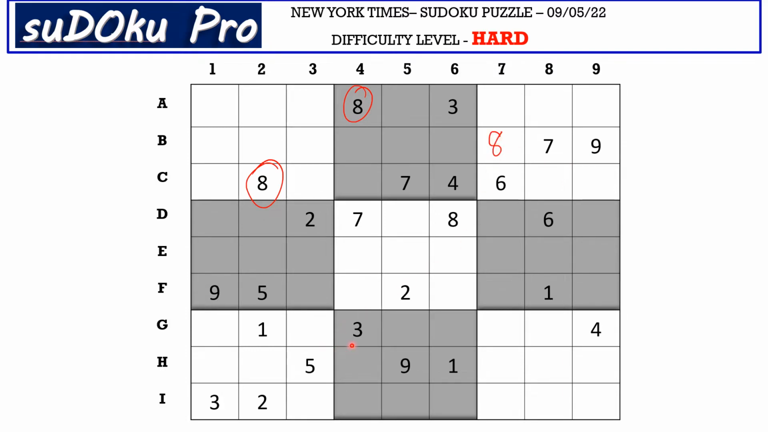There is a 9 here in H row and a 9 here in column 1, which blocks these three cells. So 9 goes here either in G3 or I3. This 9 blocks here and this 9 blocks here. So 9 goes in one of these two cells. There is a 9 here in B row blocking here. So A2 takes 9.